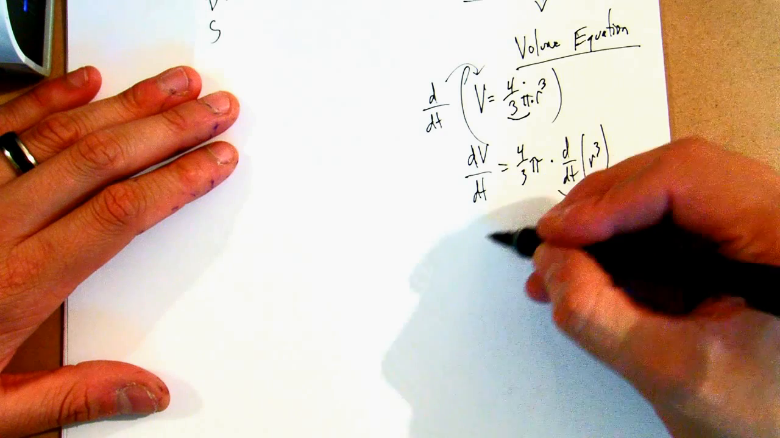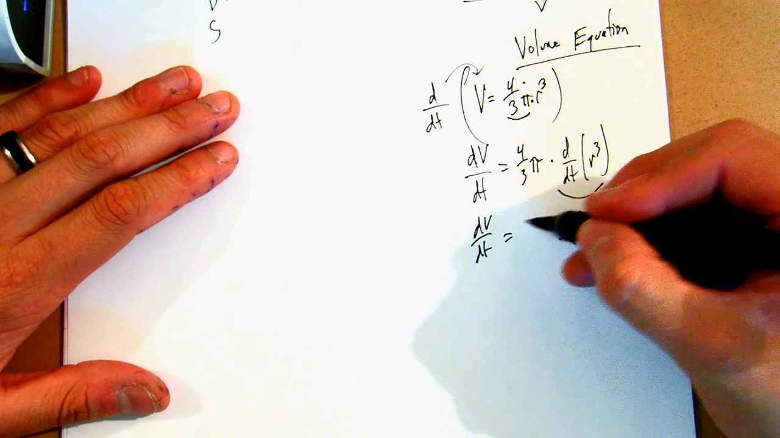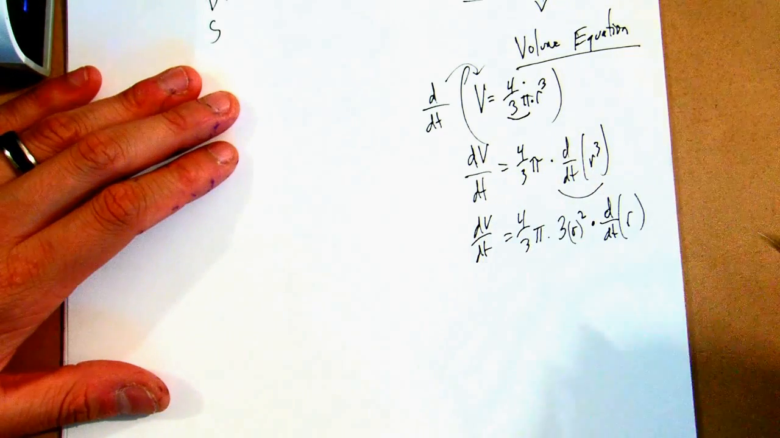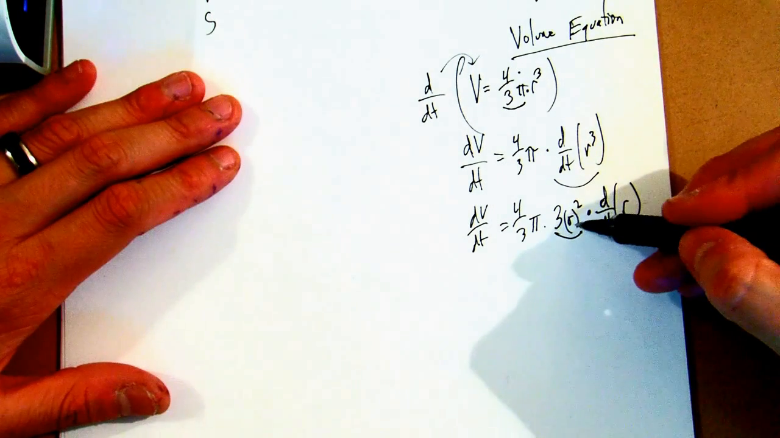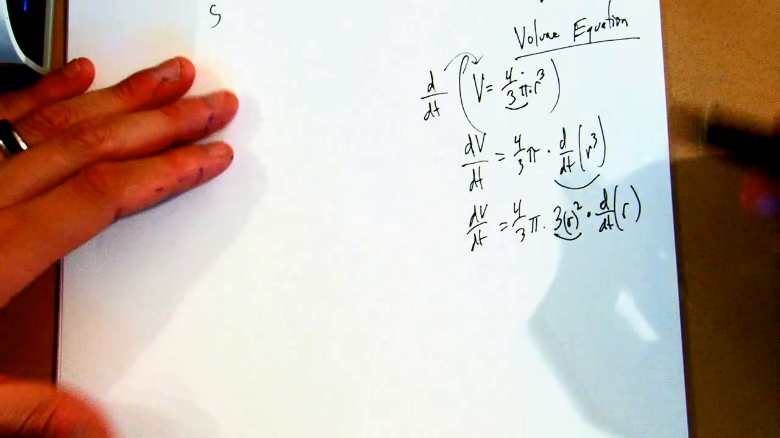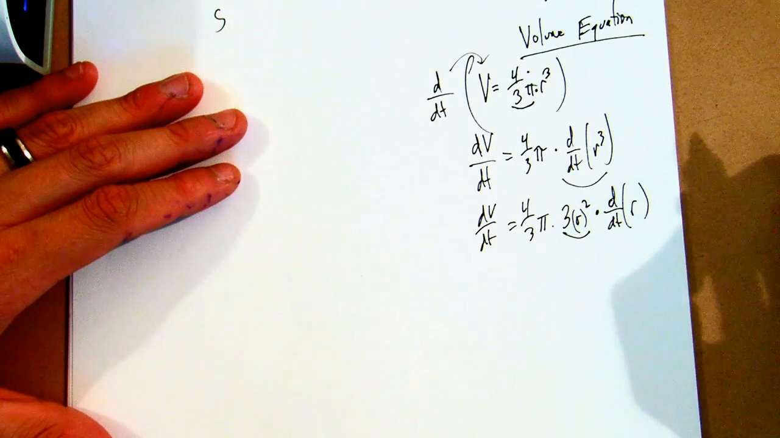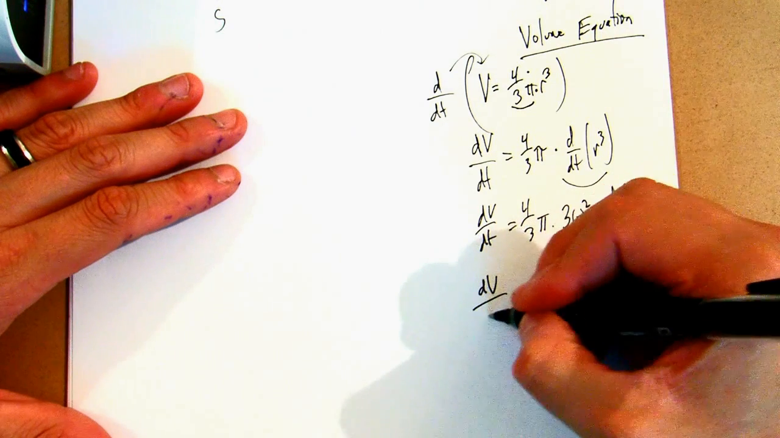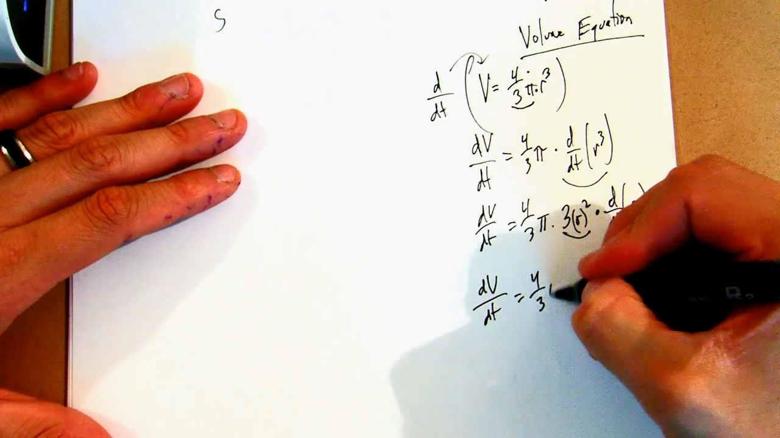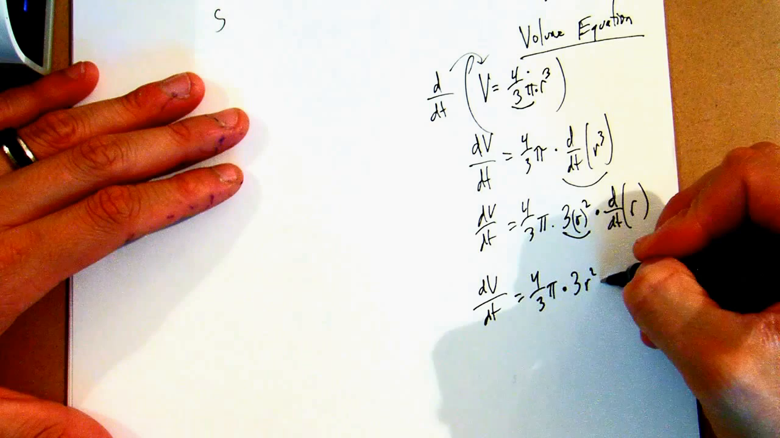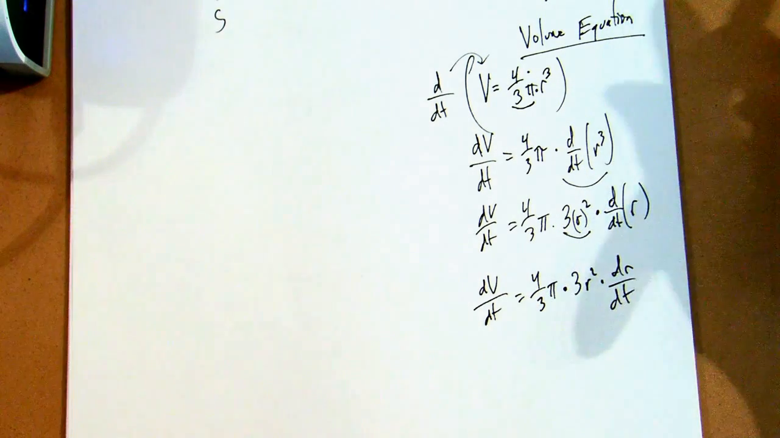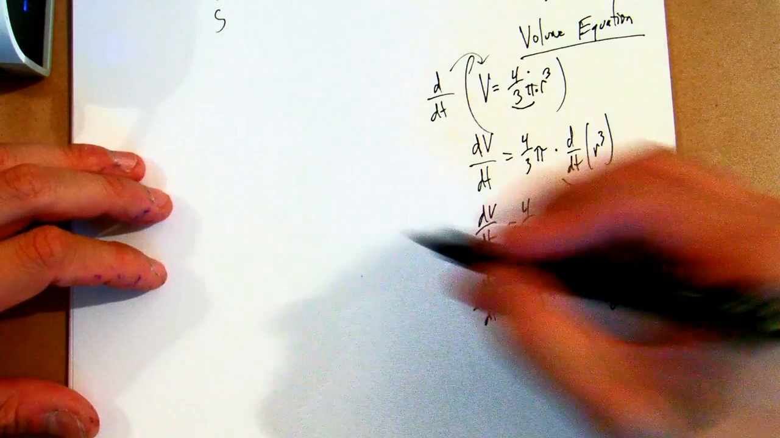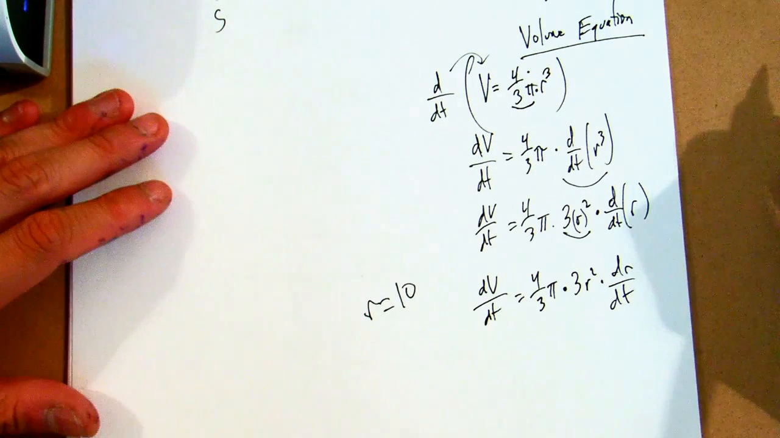So then I'm going to just rewrite everything. So dV/dt equals 4/3 π, and then we just simplify this. Now we know what r is, right? Because that was 10. So what about dr? This is just dr/dt, true? So dV/dt equals 4/3 π times 3r squared times dr/dt. Okay? Alright, so what's the problem now though? We have r, right? r is 10.